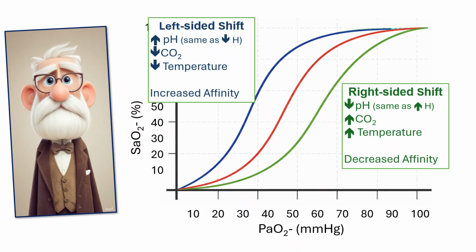And so you might see questions like, what causes a rightward shift? And what does a rightward shift mean to us as far as the hemoglobin's affinity for oxygen?